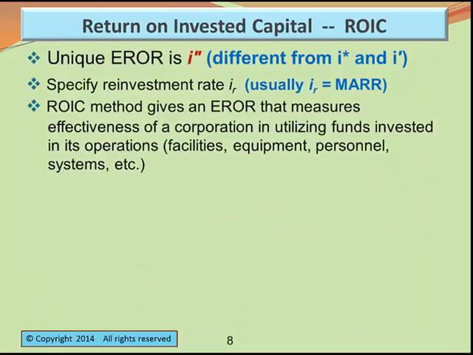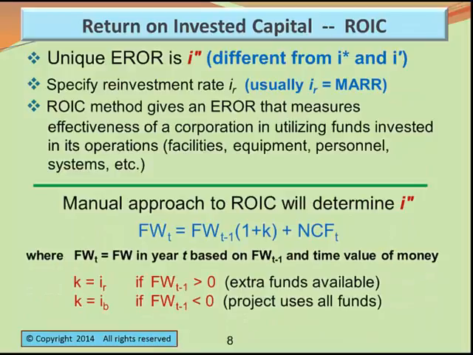The second method is the return on invested capital, or ROIC, method. This will result in yet a different i* value. We will call it i''. This technique is very useful for corporations that want to better understand how effectively the company uses its capital funds. Only the reinvestment rate, i_R, is used to find the unique i'' value. Again, there is a manual 3-step procedure available in your textbook. As shown here, it uses the future worth relation to move through the series 1 year at a time. In the final year, the F_n relation is set equal to 0, and the i'' value is determined.